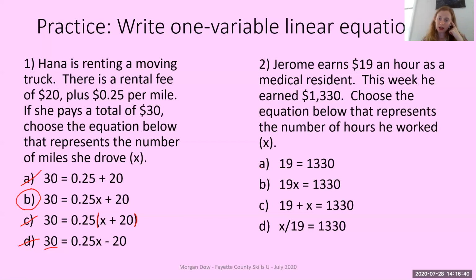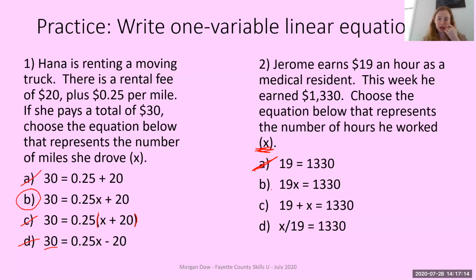So let's look at choice A. Choice A, right away, we know that's not going to work because it doesn't even include the hours that he worked. It doesn't include the variable. Also, we know it's not going to work because it's a false statement. It's saying 19 is equal to 1,330. That's just not true, right? That's definitely not a true statement. So we don't want to pick this nonsensical statement as our choice here.